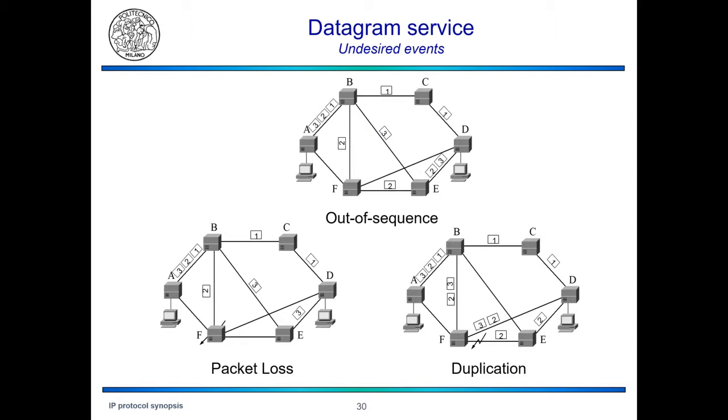And also in this case, the network layer is not able to recognize that the two copies of packet number 2 are two copies of the identical packet. There must be something above that provides for these situations.